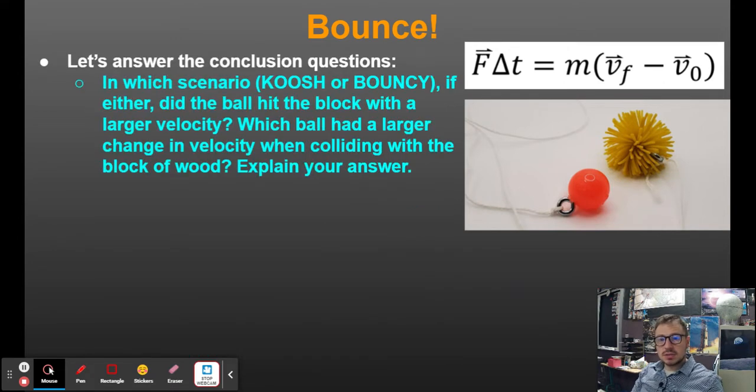Now, why is this? In which scenario, if either, did the ball hit the block with a larger velocity? Well, it's going to hit with the same velocity, because in both of those scenarios, it was the same string and you pulled them both parallel. So it's going to hit that block with the same velocity.